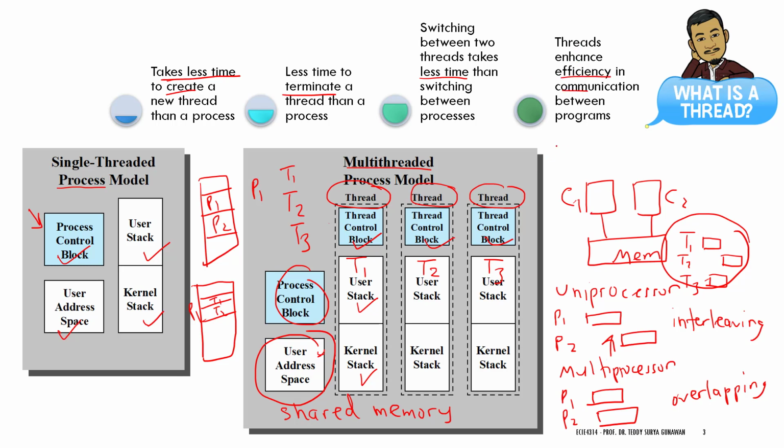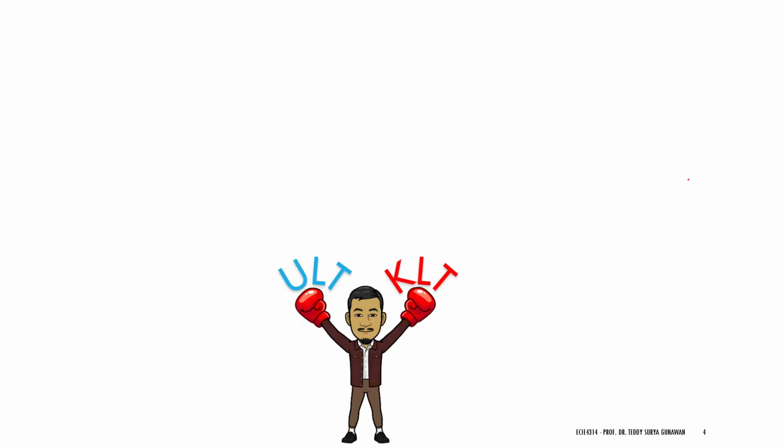The next one: threads will enhance efficiency in communication between programs. Why is that? For example, you have process 1 and process 2. Process 1 has T1 and T2, and process 2 also has T1 and T2. T1 can do I/O communication, and while it is blocked, T2 can run at the same time. So you can see it will be more efficient. So that's the first learning outcome.